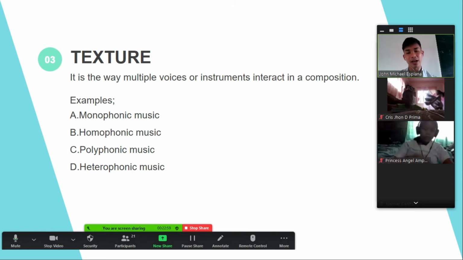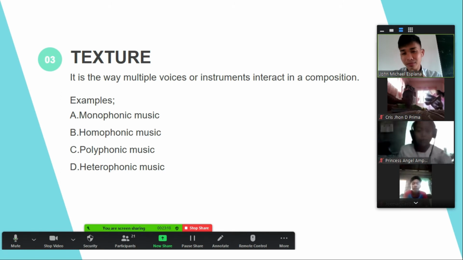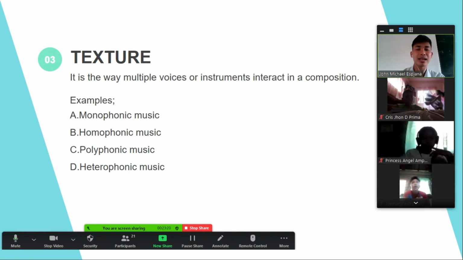So those are the textures. Iba-iba yun. Ang pinaka-simple yung monophonic kasi single horizontal melodic line lang, pero yung polyphonic, it's composed of more than one, that means two or more. So that's how you classify music according to texture.